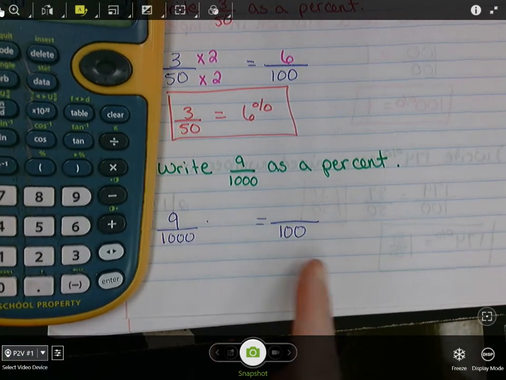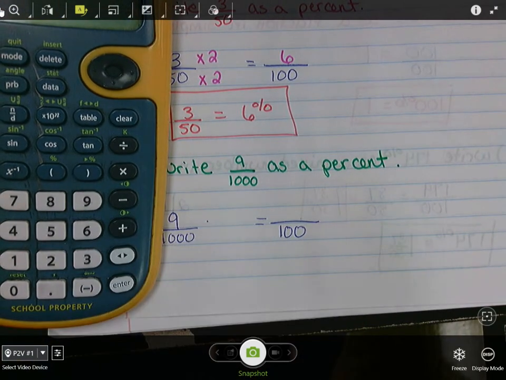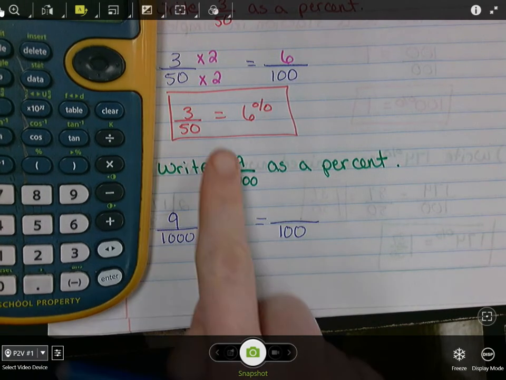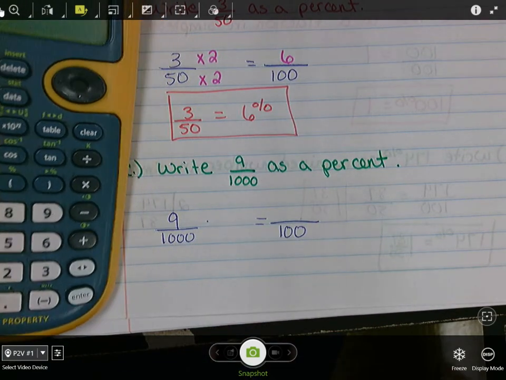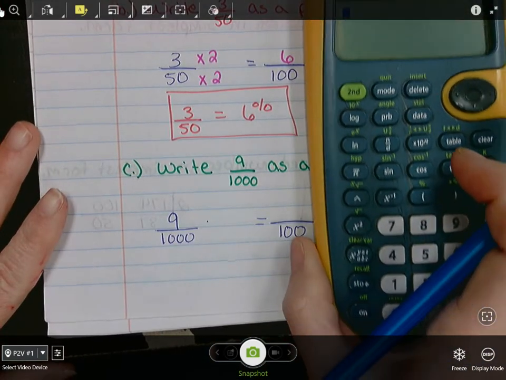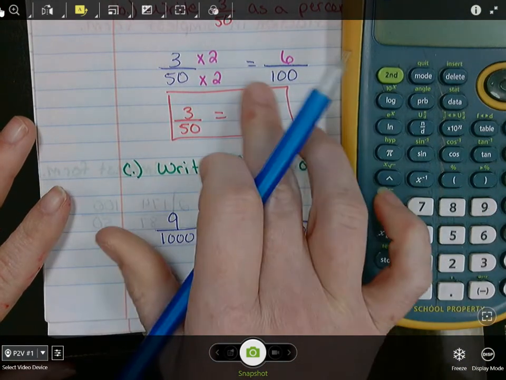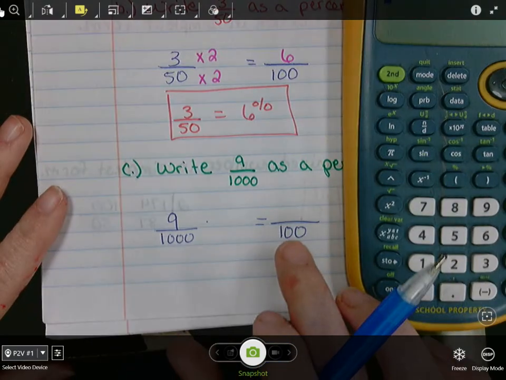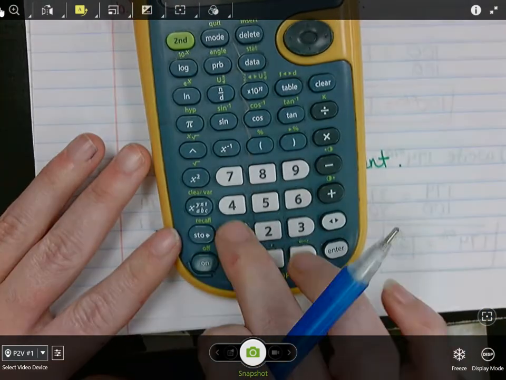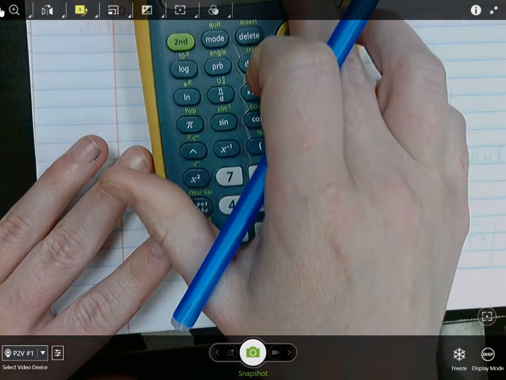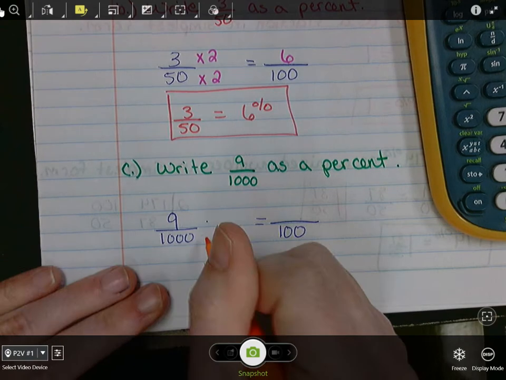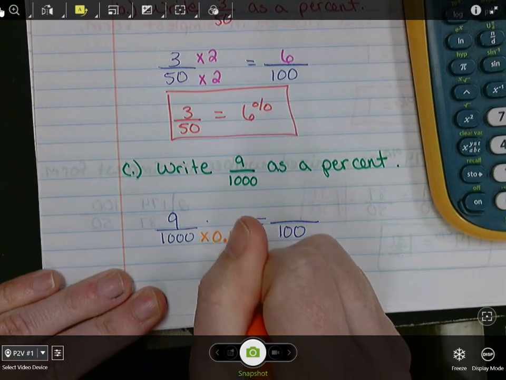There's a couple ways you can do this. Actually, let's do it the same way we've been doing. There's a couple different ways you can do this, and I want to be the most consistent so I don't confuse very many people. We've just been doing 100 divided by 50 and multiplying. So let's do 100 divided by 1,000, and I get 0.1. So that means I need to multiply this by 0.1.